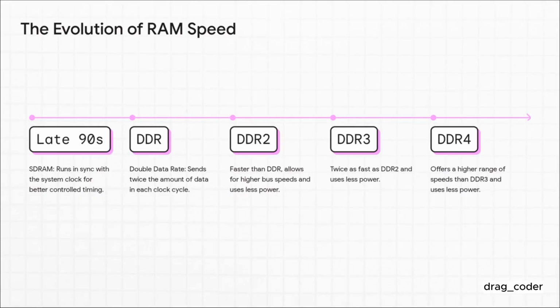And that chase for performance has just been relentless. Starting way back in the late 90s with something called SDRAM, we've just seen this constant march forward. Every single generation of DDR, which stands for double data rate, has gotten faster and more efficient. So let's take a look at how all this speed actually impacts what you experience every day.